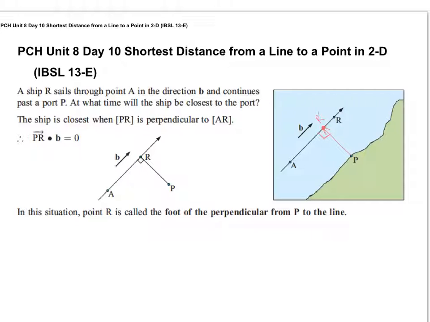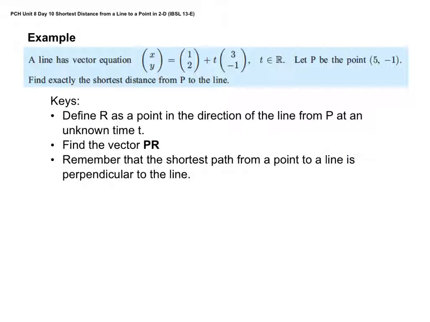This is a term that you should be familiar with just so you know what to look for. If they ask you for the foot of the perpendicular from P to the line, they're looking for that point R when it is going to be a perpendicular. In our case here, R was moving along this line. We want the specific R when it's perpendicular. So let's actually do an example of this, and we'll learn a process here for solving these.